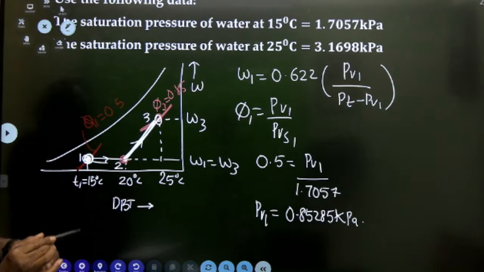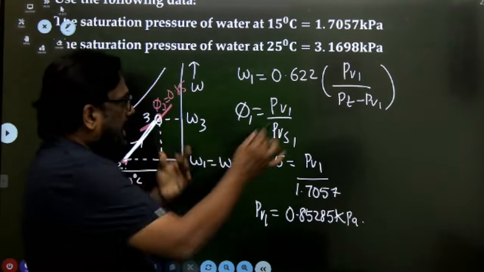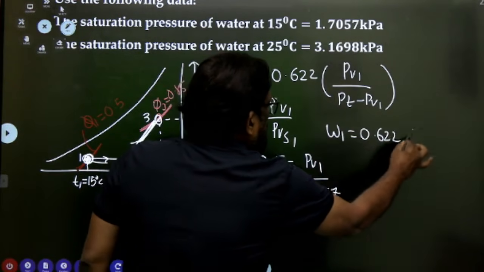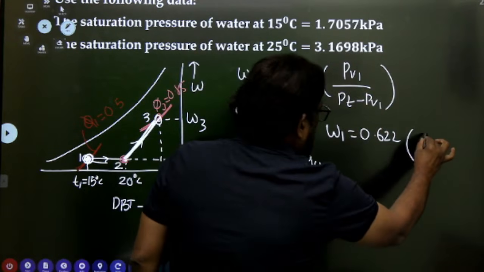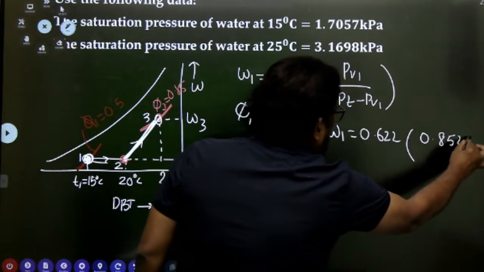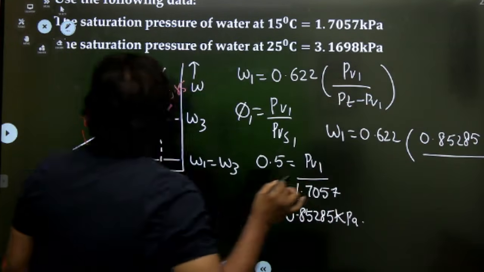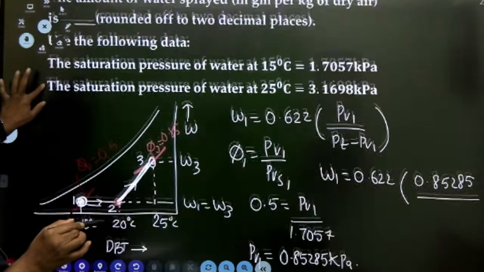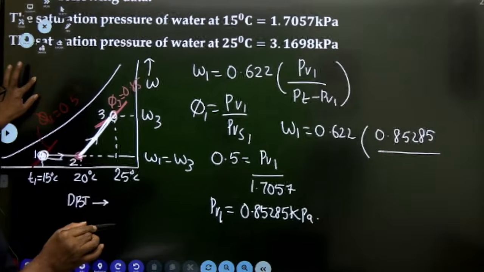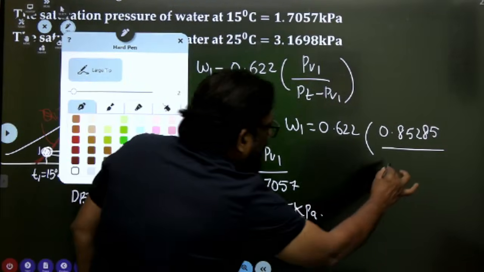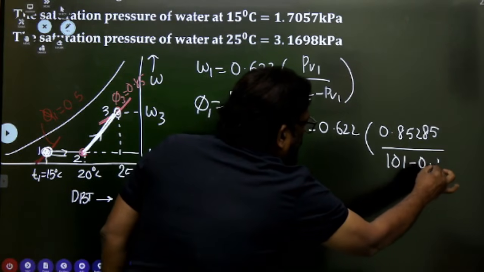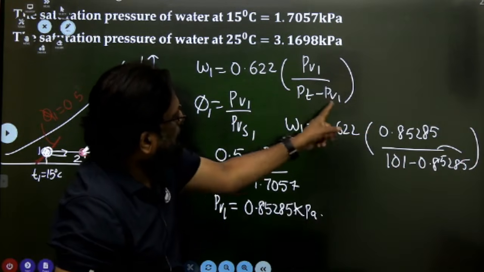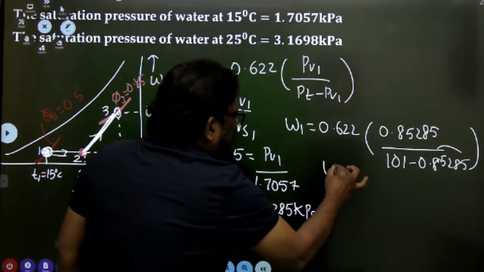Now, once PV1 is known, put it here. So omega 1 is equal to 0.622 times PV1, which is 0.85285, and the total pressure is given. What is the total pressure, sir? Atmospheric pressure, 101 kilopascal, 101 kilopascal minus 0.85285. Look once, PV1, P total minus PV.